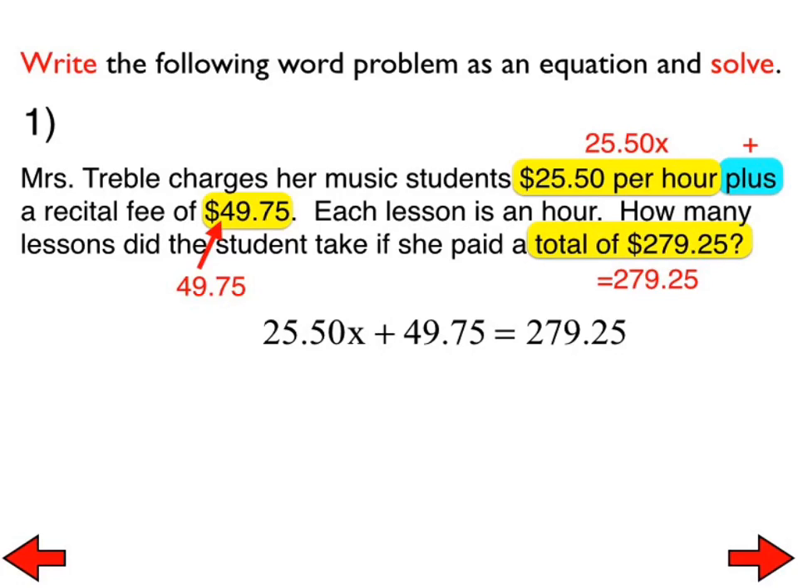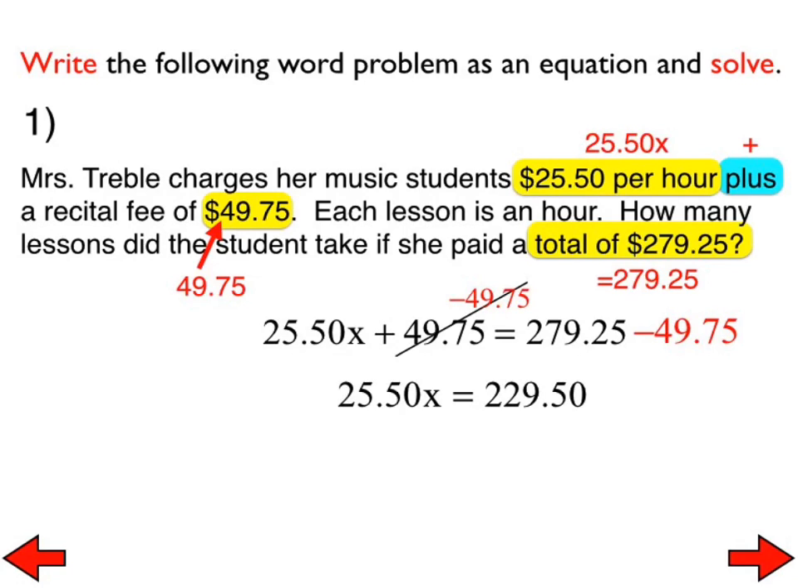Okay, so here's what we should have done. Obviously, we should have subtracted 49.75 from both sides. This idea of 279.25 minus 49.25, once again, you learned how to do that in the 5th and the 6th grade. Some of you are still struggling with that for whatever reason. But regardless, that is 229.50. So now, it should be obvious to you. We divide both sides by 25.50.